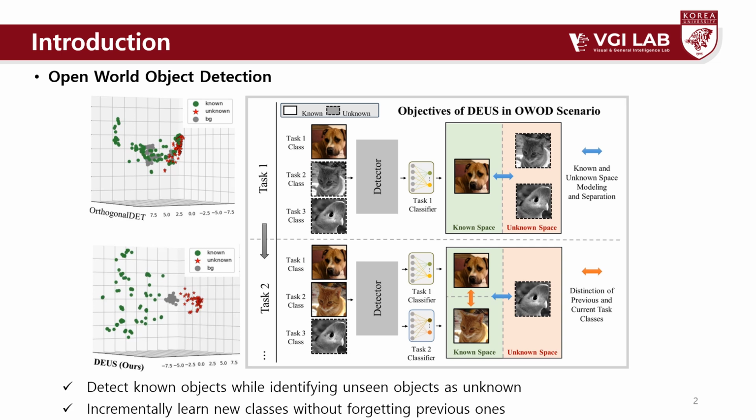On the right you can see our two goals. First, separating the known space from the unknown space. Second, separating previous task classes from current task classes. When we achieve these two goals, the features become well separated, as shown in the PCA plot on the left. In the baseline on top, known, unknown, and background features are mixed together. In our method on the bottom, they are clearly separated.